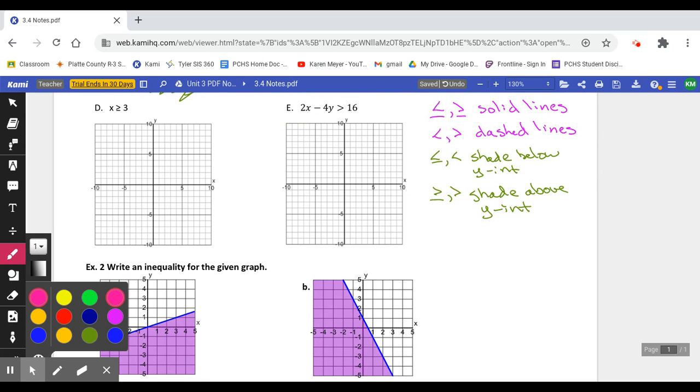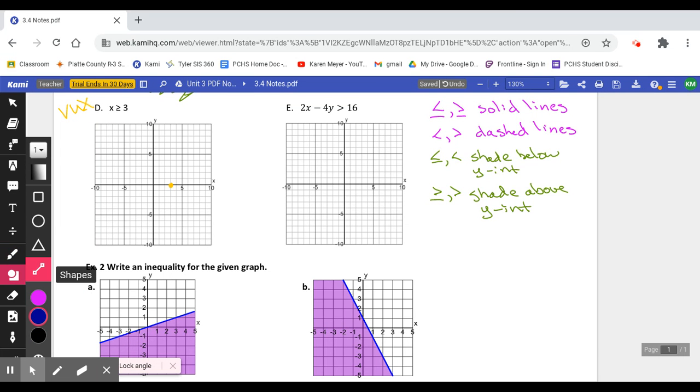Okay, D. Once again, only one variable, so it can't be a diagonal line. So now you're thinking HOVUX, and this time you're going to be thinking VUX. So it's going to be a vertical line. So go find 3 on the x. This one has the or equals to, so that means it's going to be a solid line. Make sure you make it vertical.